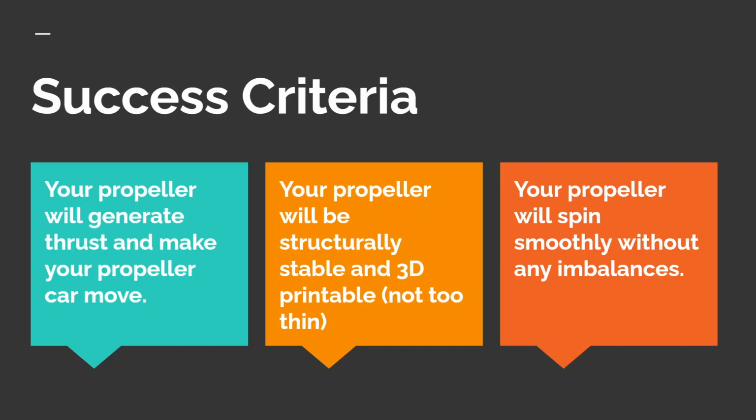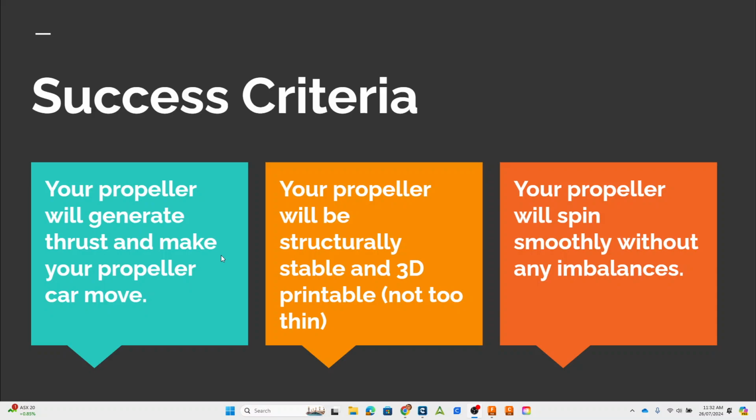Your propeller will be structurally stable and 3D printable, so it won't be too thin. When you actually have it, it'll feel rigid and solid and have a bit of strength to it, okay? Not too much, not too little. If it's too much, it's too heavy. If it's too little, it's too weak. Also on top of that, your propeller will spin smoothly, so that's evenly weight distributed, okay? So without further ado, let's go to Fusion 360.